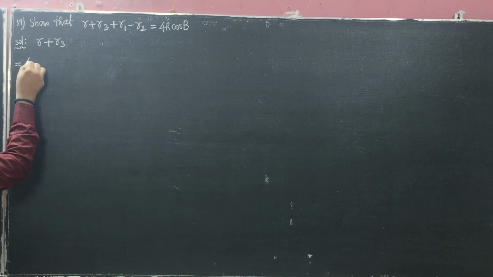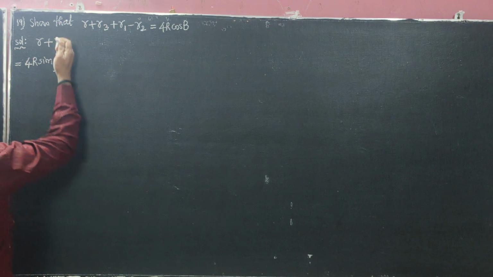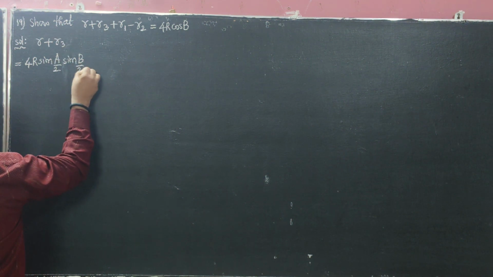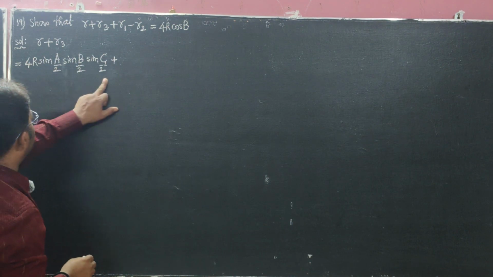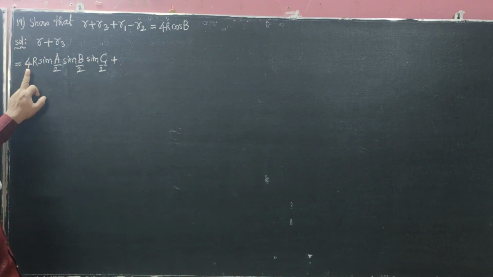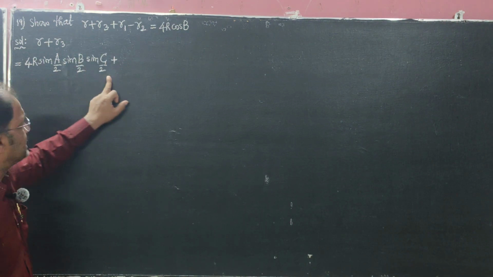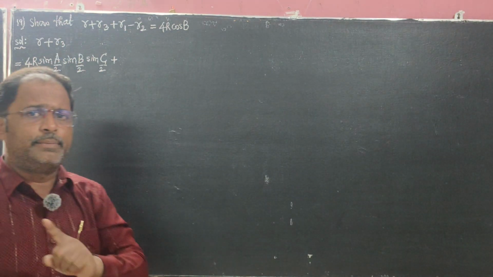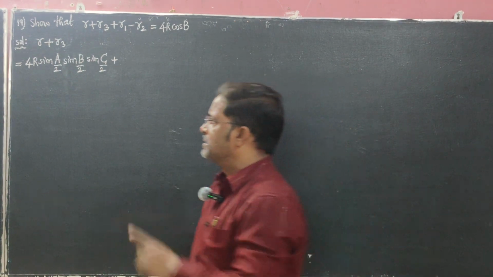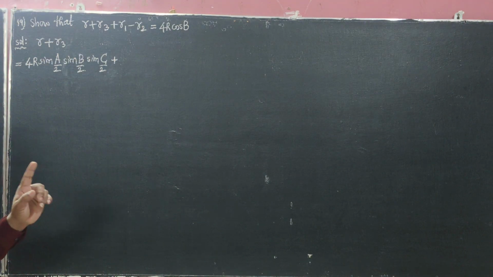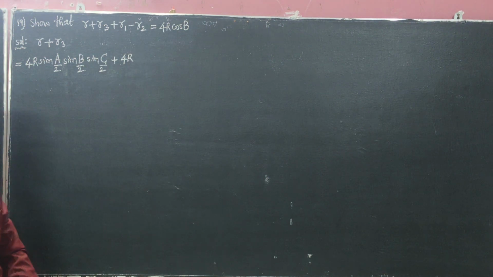So the r formula is 4R sine A by 2 into sine B by 2 into sine C by 2. Clear? And plus the r3 formula. In r, 4R is compulsory, and r means total sine terms. 4R is compulsory in all formulas r, r1, r2, r3. r1 means the first one sine, remaining cos; r2 means the second one sine, remaining cos; r3 means the third one sine, remaining cos. First one means A term, second one means B term, third one means C term.